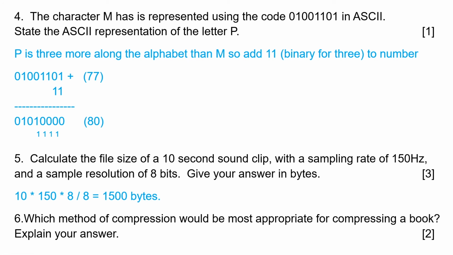Question 6 there is, what method of compression would be most appropriate for compressing a book? Explain your answer. I would say it would be Huffman. The reason being is a book has lots of non-repeating patterns, so run length encoding wouldn't be very good. So we'd really want to use something like Huffman coding to do it that way. Be a big old tree.